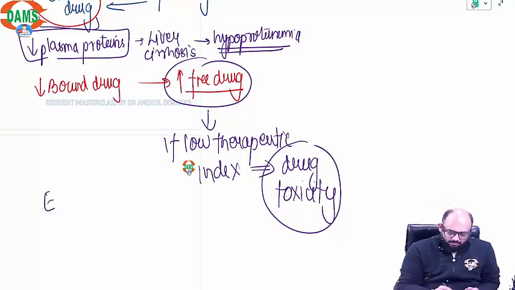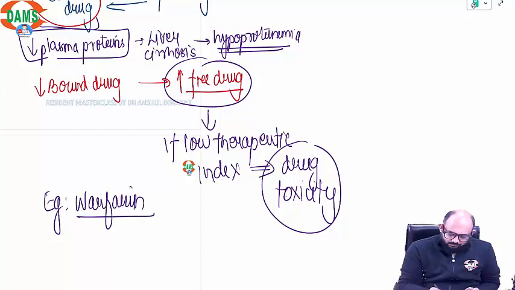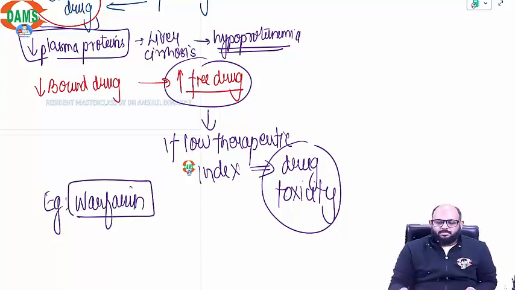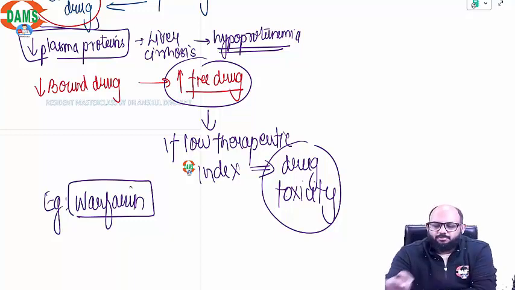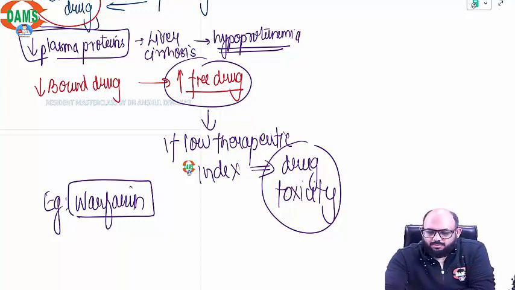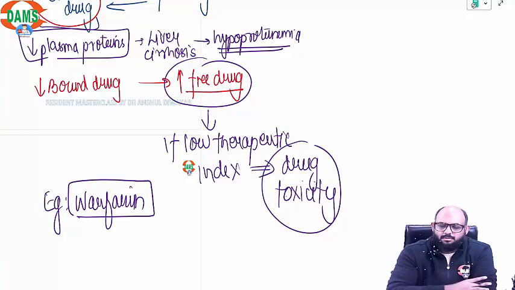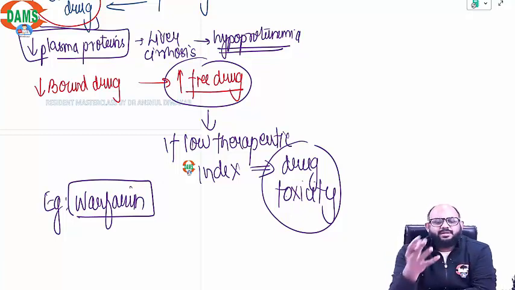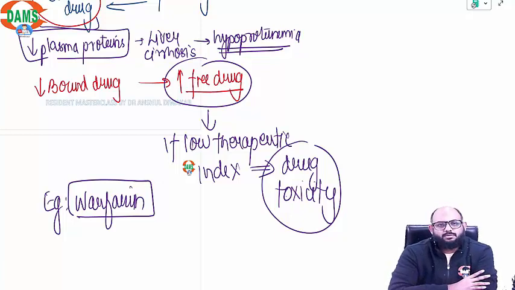Example, warfarin, a highly protein bound drug. If there is a liver failure, then the action of warfarin increases because more free drug is available. Sometimes it can cause drug toxicity, right?